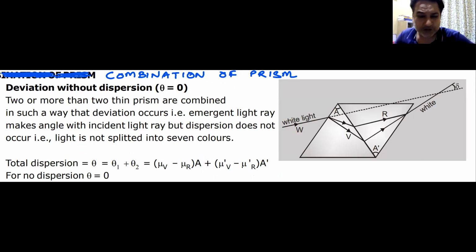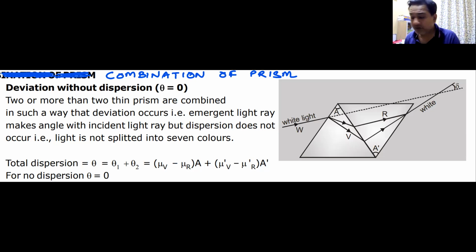Now, you can combine two, more than two, three, four, five, six prisms. That much complicated question will not come. But here, when we are talking about combination of prisms, we are basically talking about combination of two prisms. When you combine two prisms, you can combine them in infinite number of ways, but there are two different ways in which, if you combine them, you get something very fascinating.